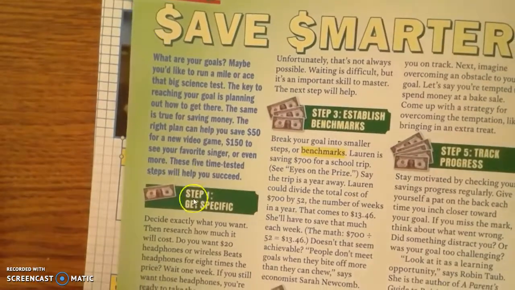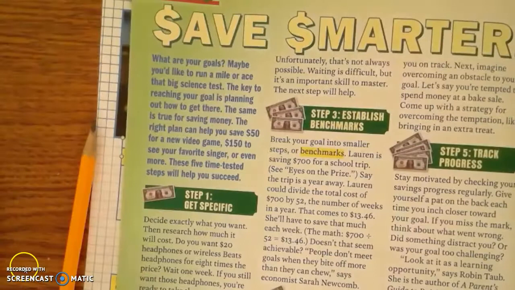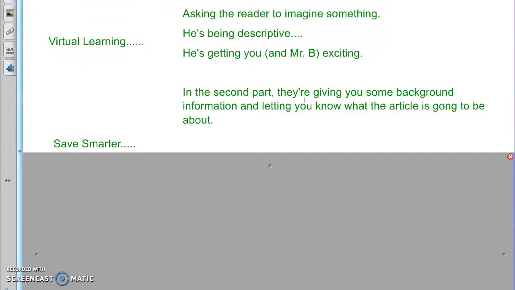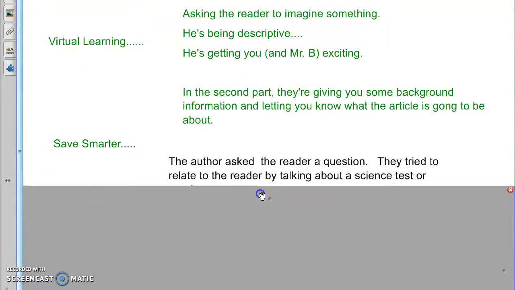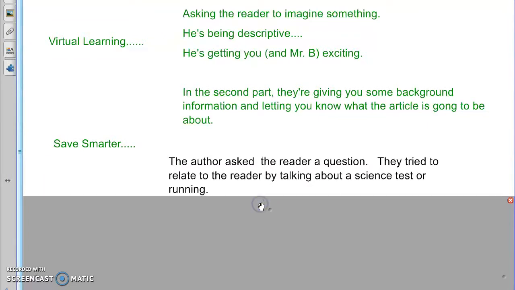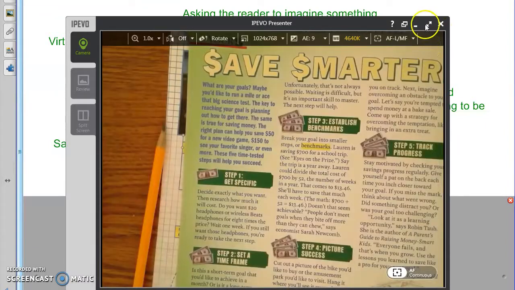All right? So let me tell you, same thing. Ask yourself, what did the author do here in this introduction? Okay, Save Smarter, what did they do, right? So the first thing that the author did in Save Smarter is they asked the reader a question. I hope that's what you thought as well. They tried to relate to the reader by talking about a science test or running. You know, something that we might all have to do.